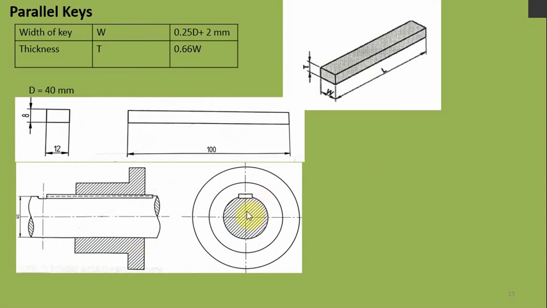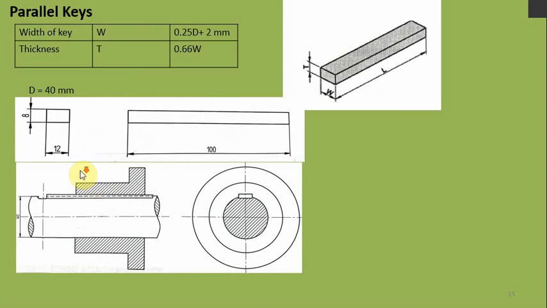This figure shows the side view of this one. The hatched portion here represents the shaft, and here the hatched portion represents the hub. This is the key cross section, which is equal to 12 by 8 mm, and this circle represents the shaft, and the outer circle the hub. So these two diagrams need to be completed or drawn in your observation book in the case of a parallel key.